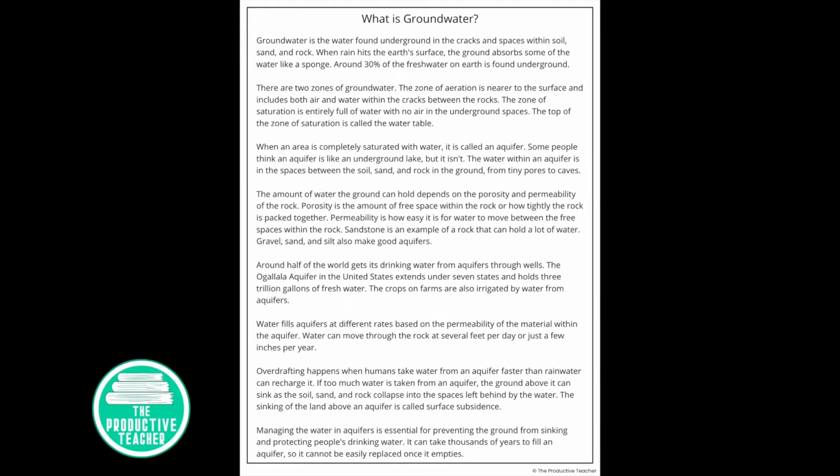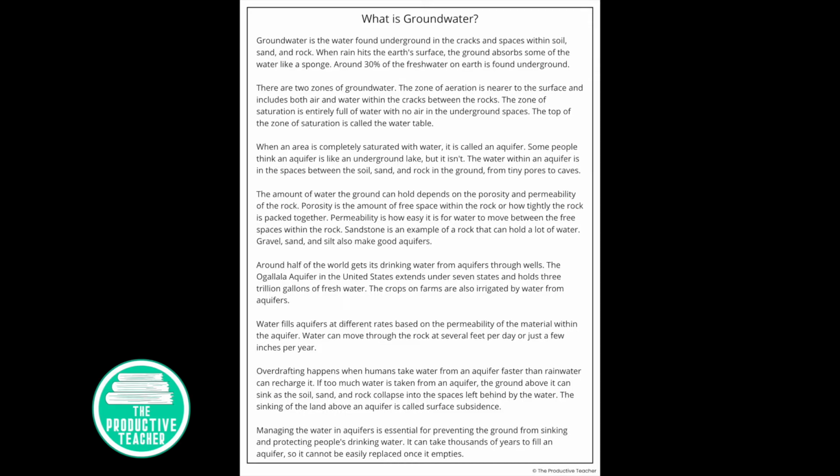Some people think an aquifer is like an underground lake, but it isn't. The water within an aquifer is in the spaces between the soil, sand, and rock in the ground, from tiny pores to caves. The amount of water the ground can hold depends on the porosity and permeability of the rock. Porosity is the amount of free space within the rock, or how tightly the rock is packed together. Permeability is how easy it is for water to move between the free spaces within the rock.